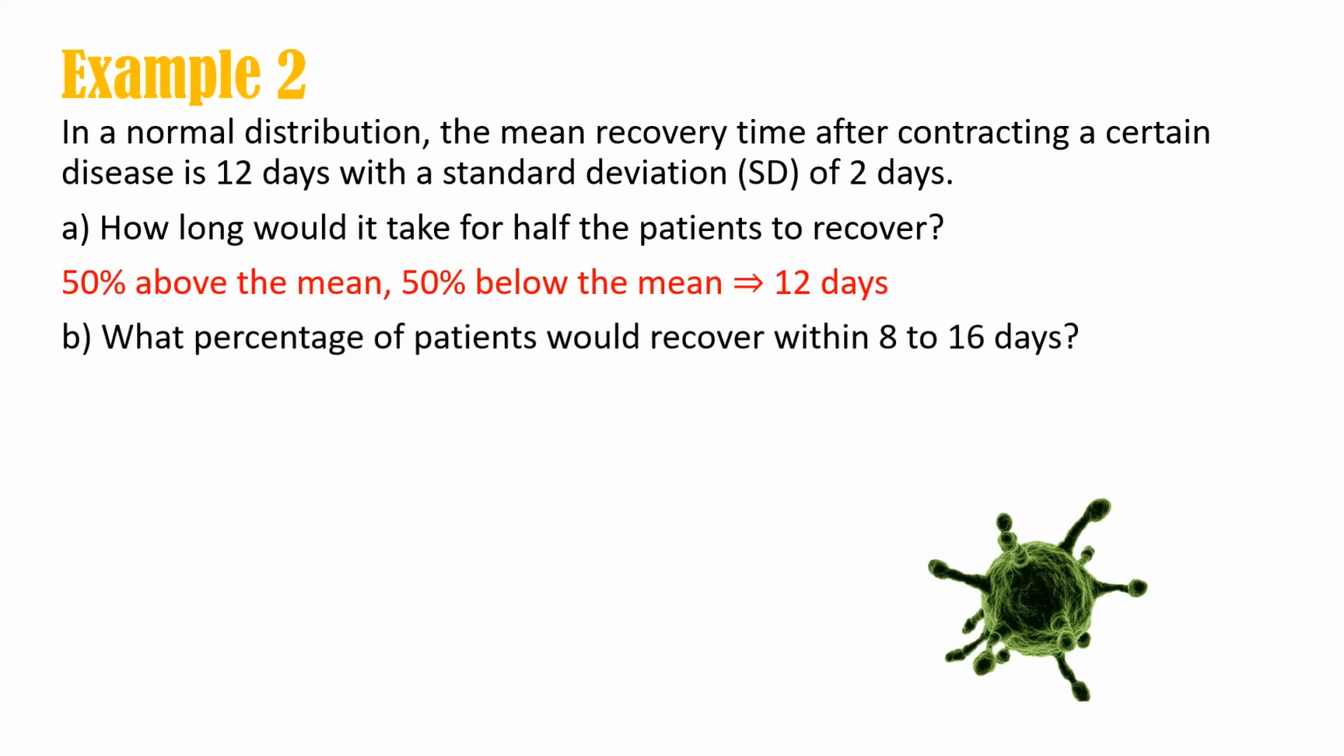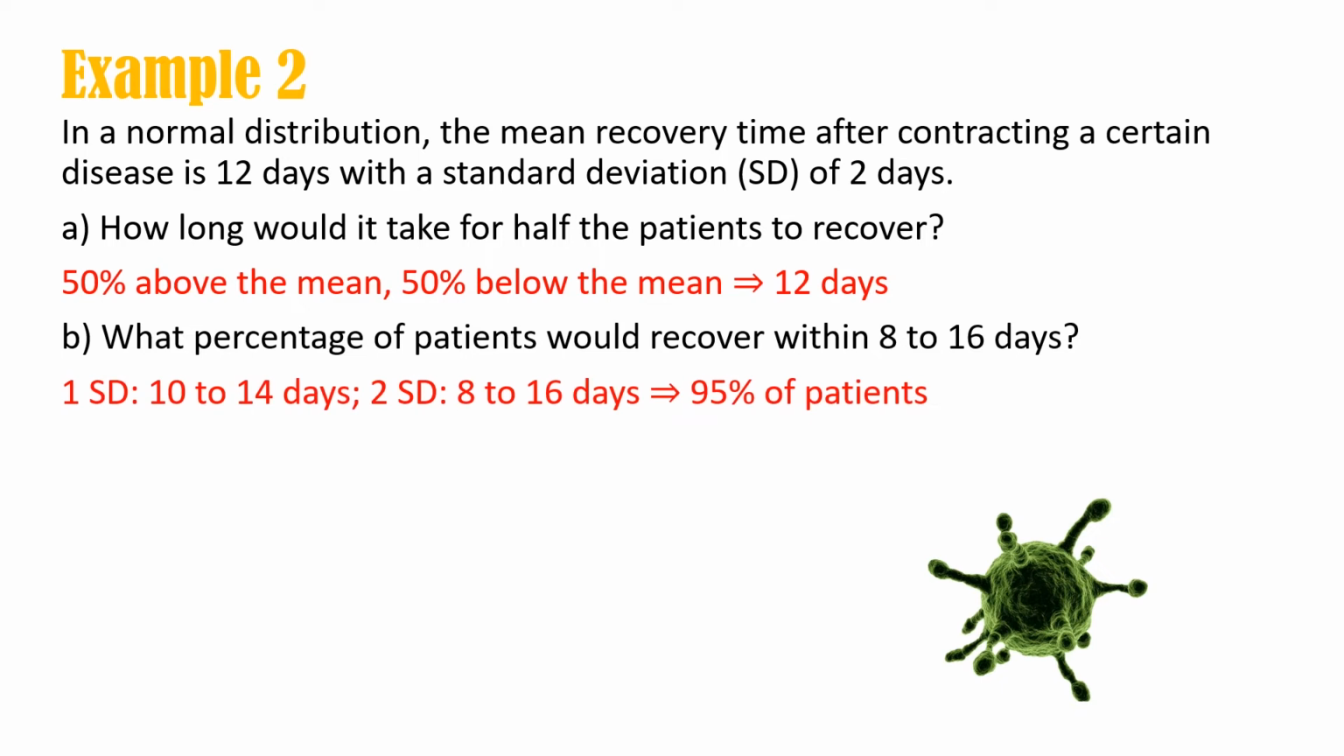B, what percentage of patients would recover within 8 to 16 days? Well, we know we've got a mean of 12 days and a standard deviation of 2 days, so we need to work out where 8 and 16 are. One standard deviation above 12 is 14, and one standard deviation below is 10. Two standard deviations is 4, so 12 take 4 is 8, 12 plus 4 is 16, so that gives me that section of 2 standard deviations.